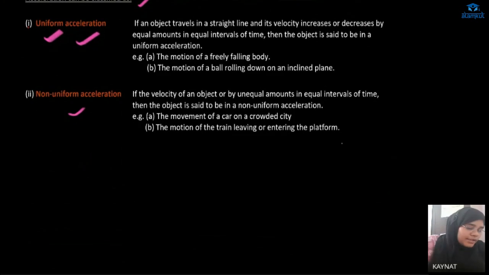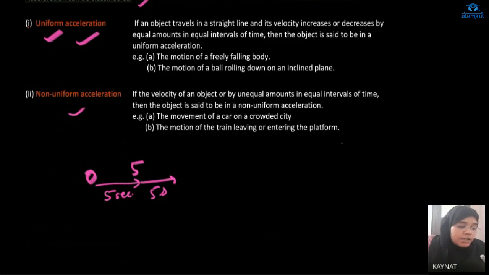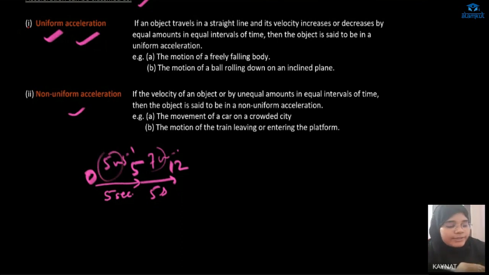Just suppose that in 5 seconds a body has changed its velocity from 0 to 5 meter per second, and then in another 5 seconds, the time interval is the same, the body has changed its velocity to 12 meter per second. Now see, here the change was 5 meter per second, and here now 7 meter per second. So this is not equal, right? The change in velocity is not equal here. That is why we'll say this is non-uniform motion.